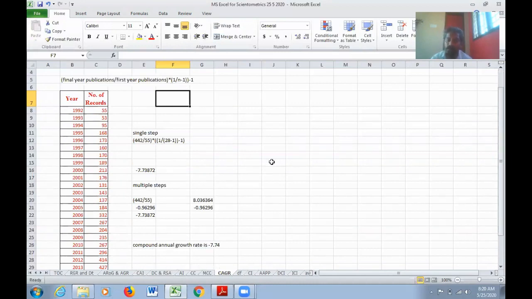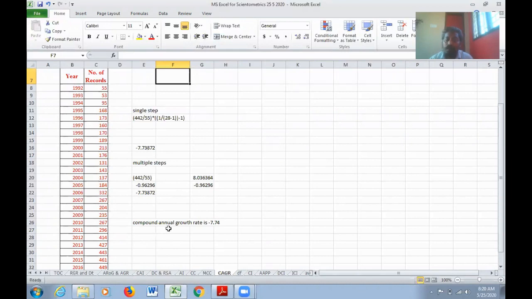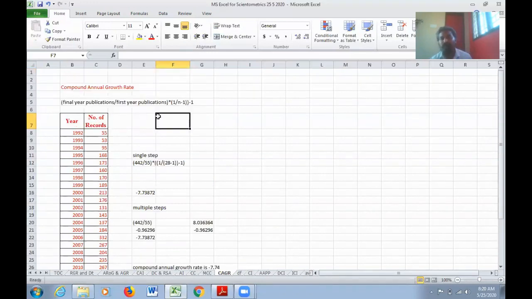So I have taken 28 years of research output for my study. So 28 minus 1, close the bracket, then minus. So what's the answer? Minus 7.74. So that is the compound annual growth rate. It means the research output in this particular discipline shows a kind of a declining compound annual growth rate because the answer is in minus.